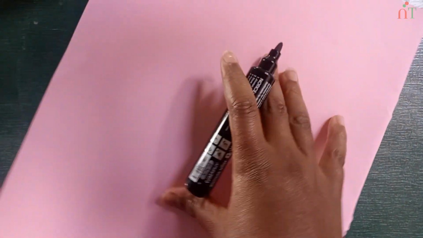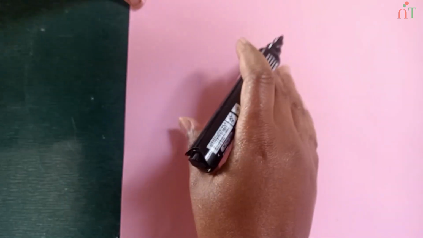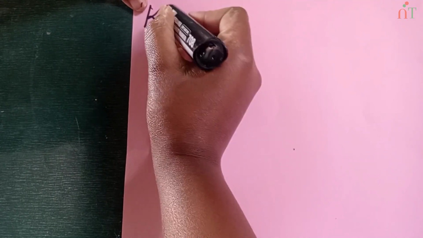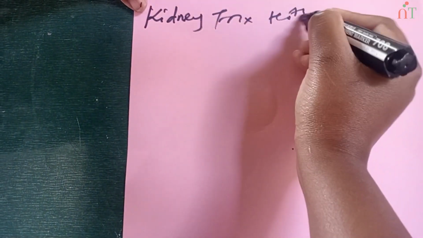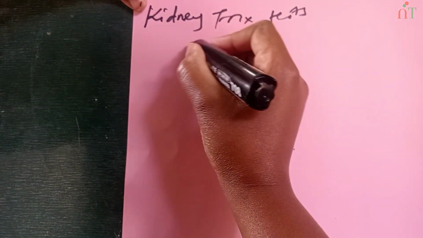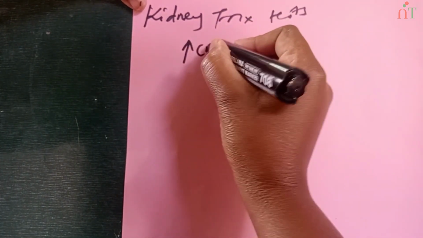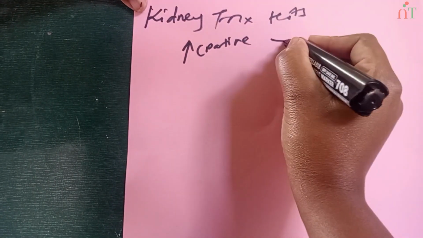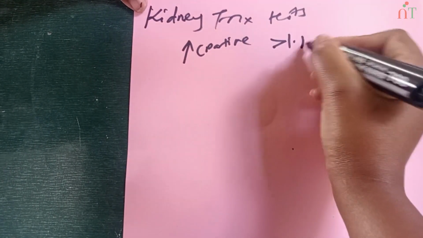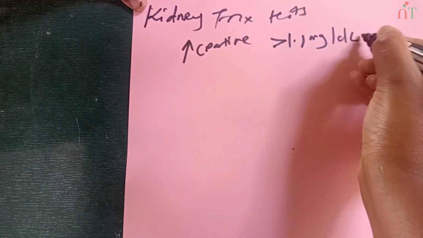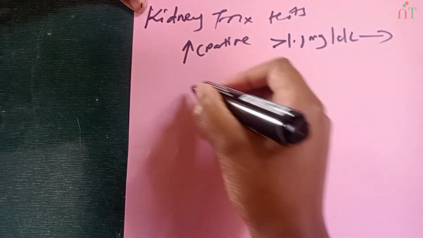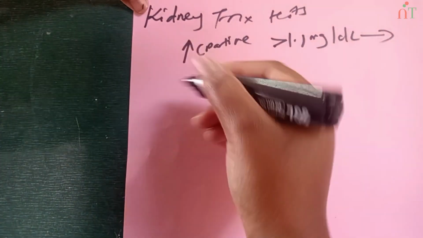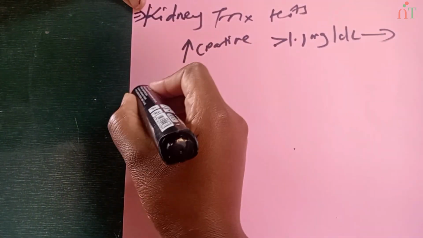And then kidney function tests. We've talked about creatinine, elevated or increased creatinine. If it's greater than 1.1 milligram per deciliter, it shows you that there's some acute kidney injury. Also some coagulation tests, that is number 4 after the kidney function test.